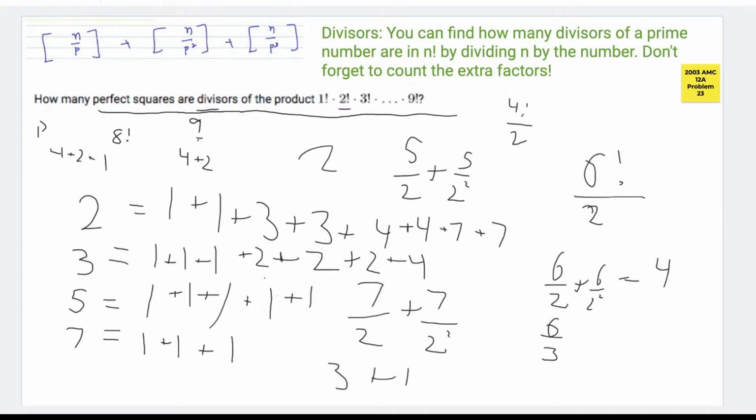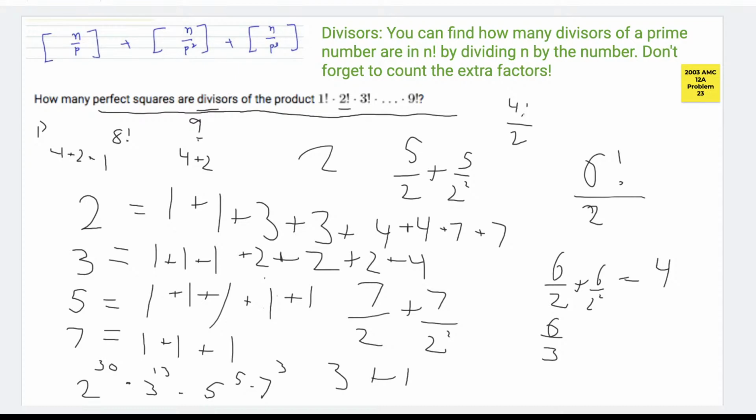And now we'll get to the real problem solving. So we add all of this up for the power of 2: 2, 5, 8, 12, 16, plus 4, just 2 to the power of 30, times 3 to the power of 13, times 5 to the power of 5, times 7 to the power of 3. And now in this case, if we want to find the number of perfect squares that divide this, there is one method to this.